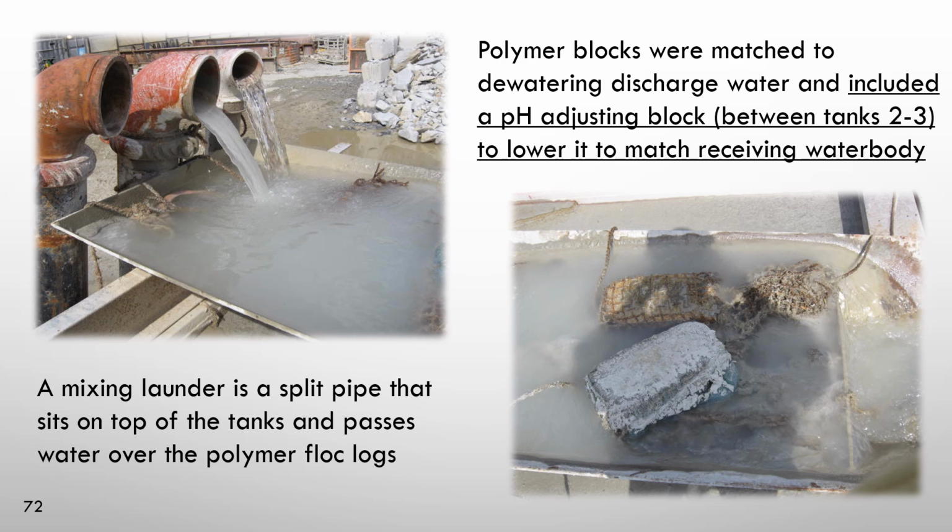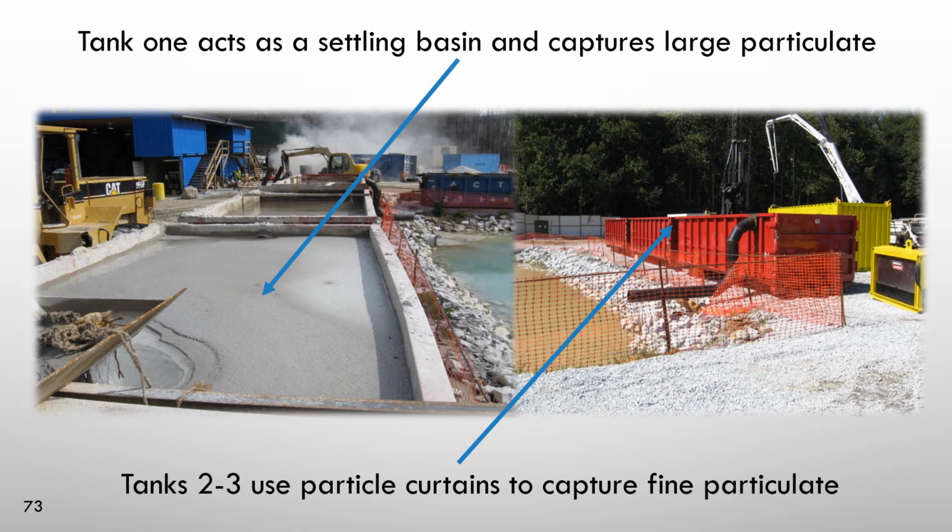So in the first picture here, you can see the jute ropes dumping over onto some flocculant logs, and we're getting our initial dosing of the pH logs. The polymer blocks were matched to the discharge water. The pH adjusting blocks do not need to be matched to the water. They all contain the same acids, but if we're removing particulate in addition, we're going to use other types of floc logs that have been matched to the turbidity in the water that we're trying to remove. So we used a combination of pH logs and floc logs for this particular site.